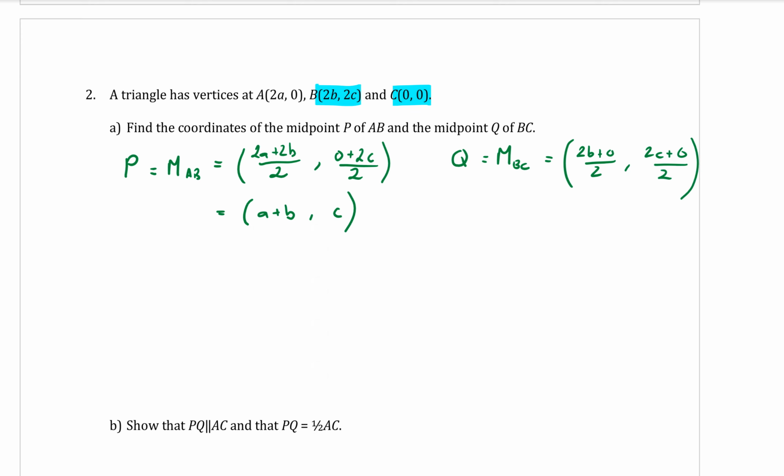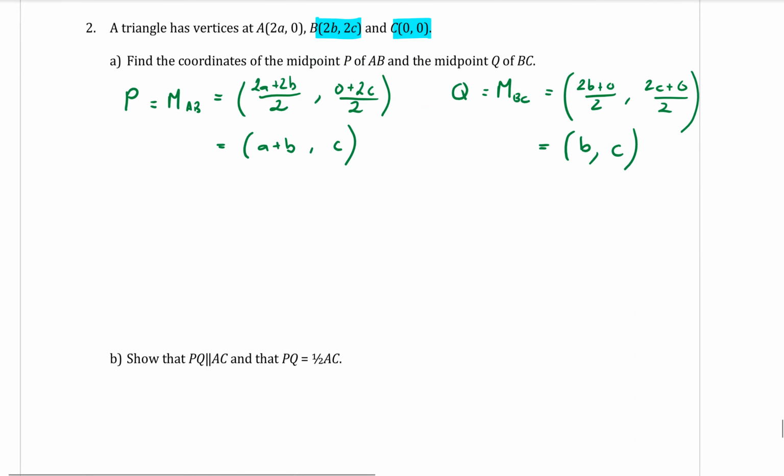Now the plus zeros don't do anything. So 2b over 2, the 2's will cancel out, and I will just get b for my x-coordinate. And same thing happens for the y value. The 2's will cancel out again, and I get c for the y value. Okay, that's part A done.